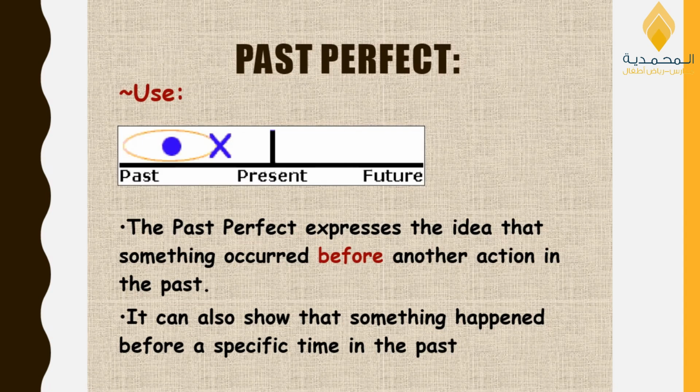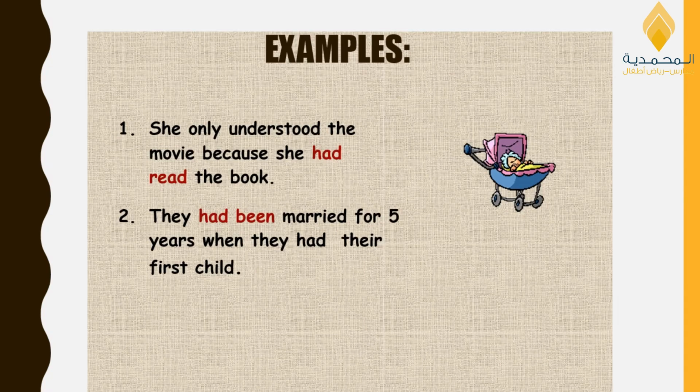Past perfect. Use. The past perfect expresses the idea that something occurred before another action in the past. It can also show that something happened before a specific time in the past. So, this means if we have a sentence with two verbs, the verb that happened first is going to be in the past perfect, and the next verb we're going to use past simple. Now, let's have a quick look at some examples.